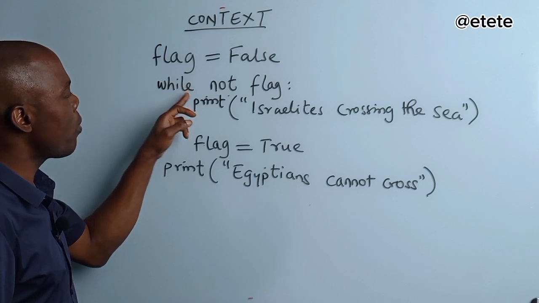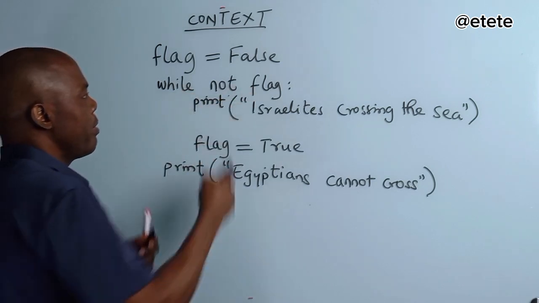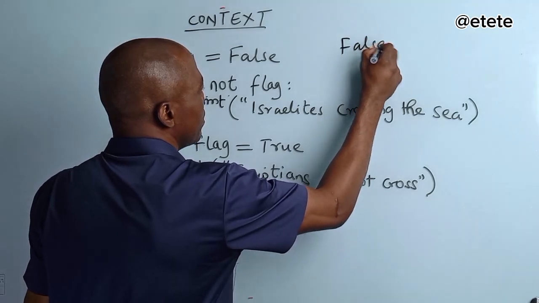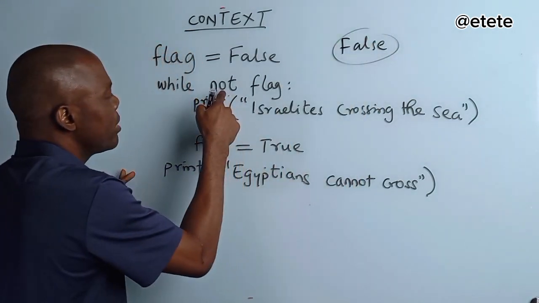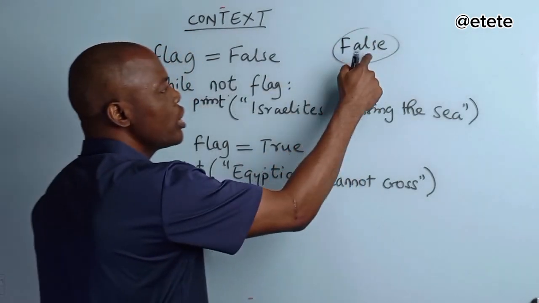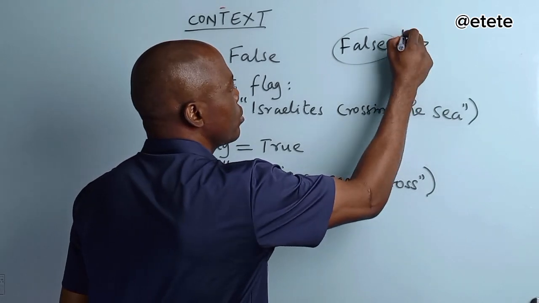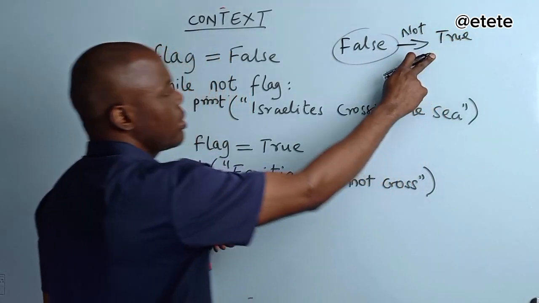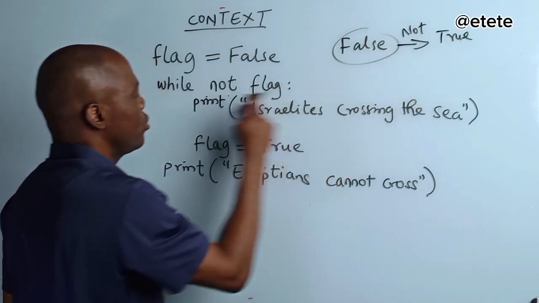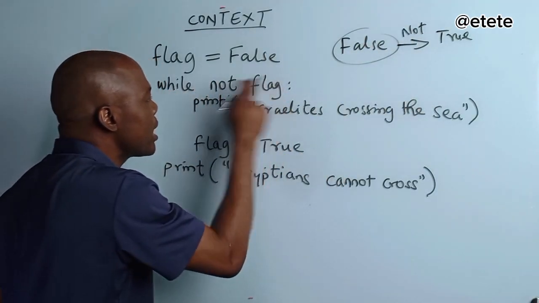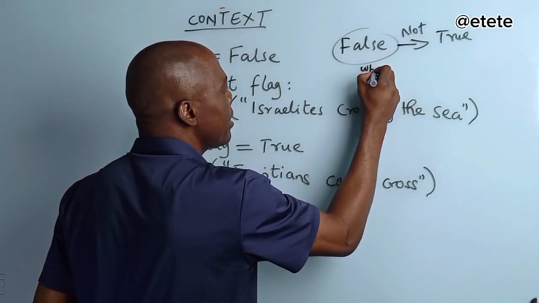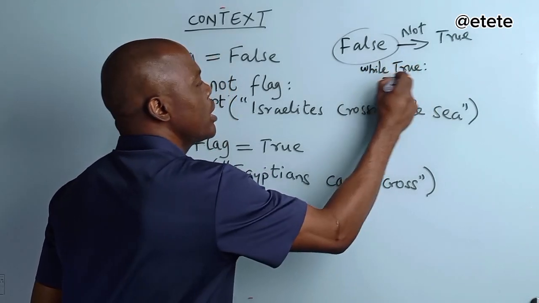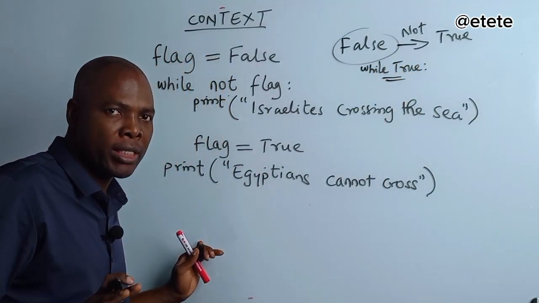Now you come to while not flag. Now, flag is what? Flag is false, right? This is flag. Now, this not is going to change this to true. So, not, we change it to true, right? Not will change this false to true. That's what it means. So, this sentence now means while true. So, this becomes an infinite loop automatically.